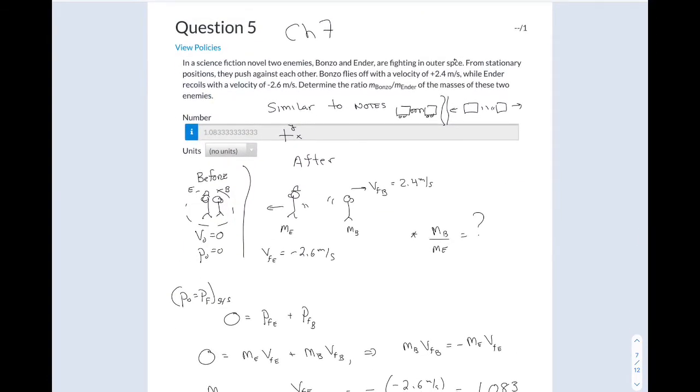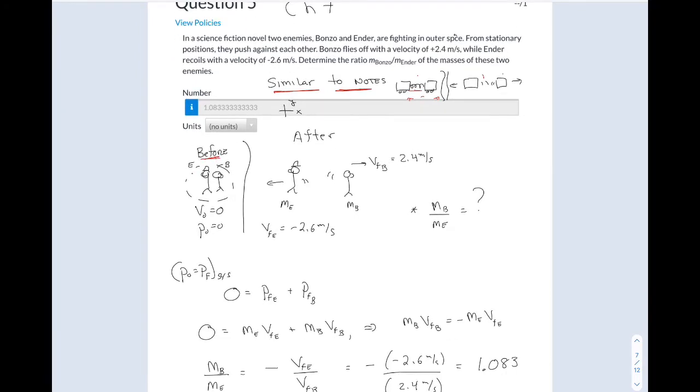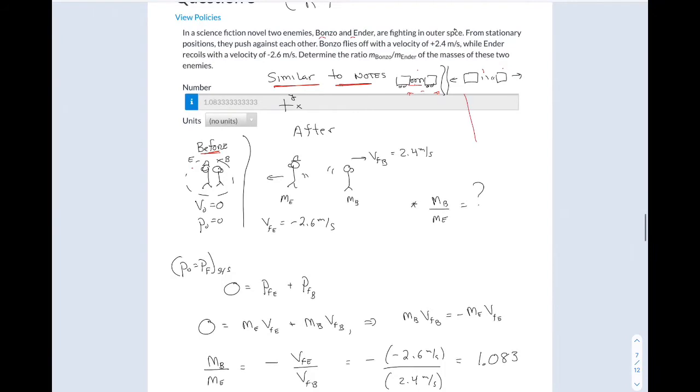Okay, question 5. This is similar to the problem we did in the notes. Two cars compressed with a spring, and then I had a rope between them, the rope broke, and these things sprung apart. So this is just now two people. Here's my before picture. I called one person E and one person B, named after their names. So before picture, they're standing there. In the after picture, they push off, and one's moving to the left and one's moving to the right. So exact same as that problem.